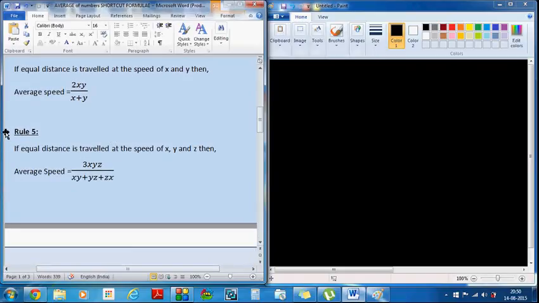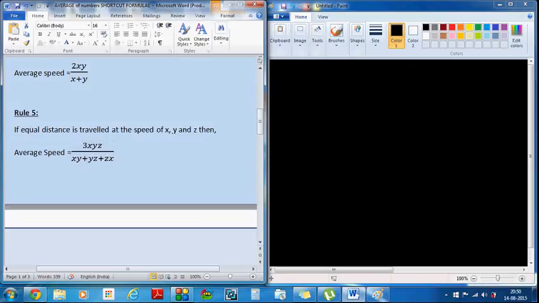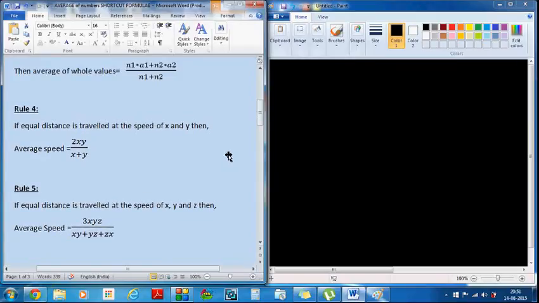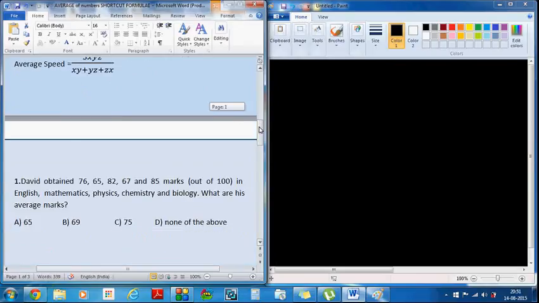So then rule 5: if equal distance is traveled at the speeds of x, y and z, that is, in the previous rule two speeds were given for equal distance, and here three different speeds are given for equal distance, then the average speed will be 3xyz by xy plus yz plus zx. So now we'll go for problems.